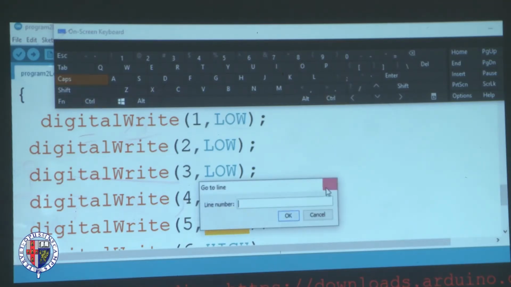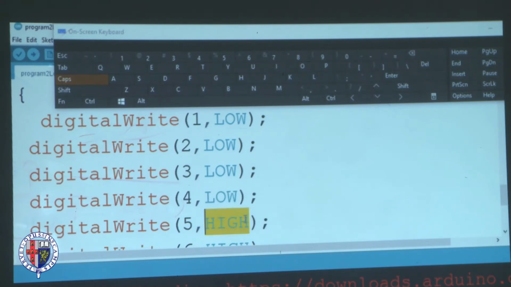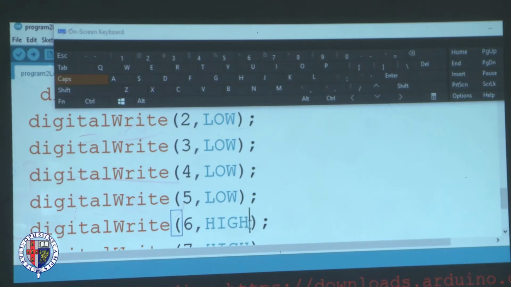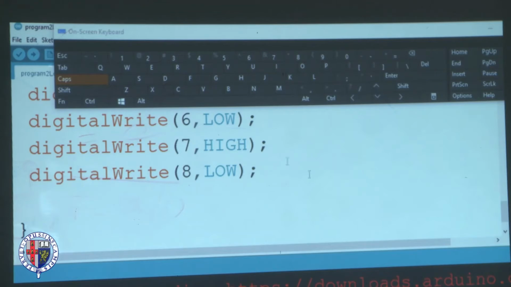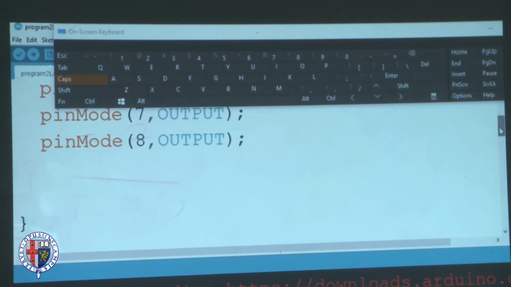Because down here, when it's not 1, 1, these lights should be off. So low means 0 volts. Alright, so now we're ready.